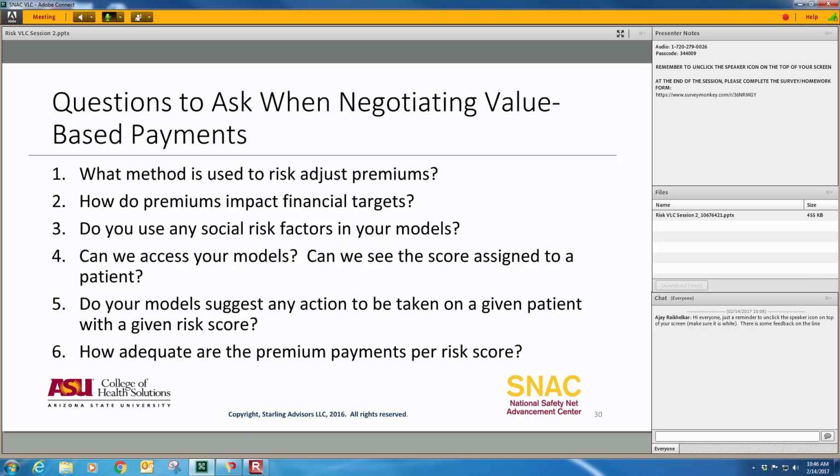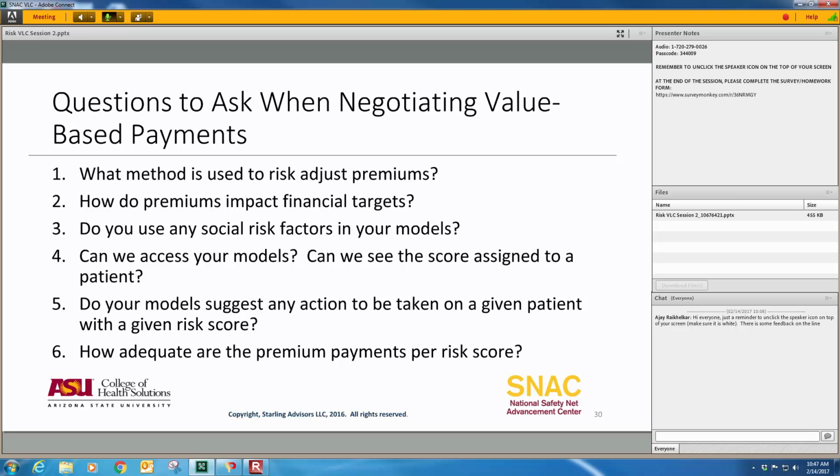And how adequate are the premium payments per risk score? Do they feel as if they're actuarially sound? Are they anticipating that they should, in theory, be able to maintain margin by managing essentially the medical loss, the financial medical loss, essentially what they pay on claims? Again, this is the least actionable aspect of the framework from a safety net provider standpoint.